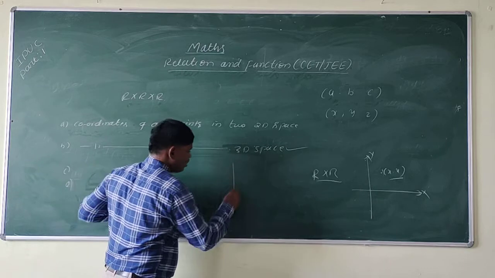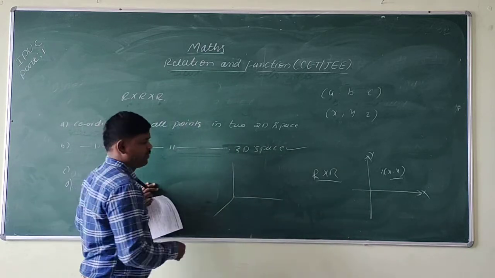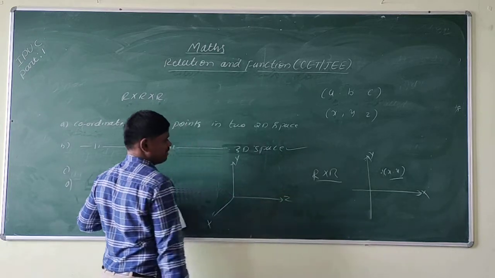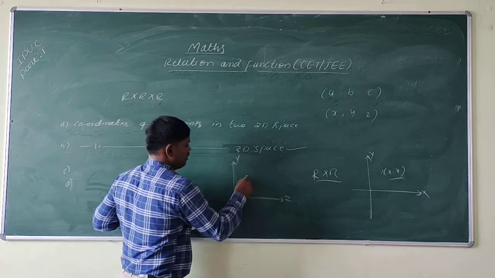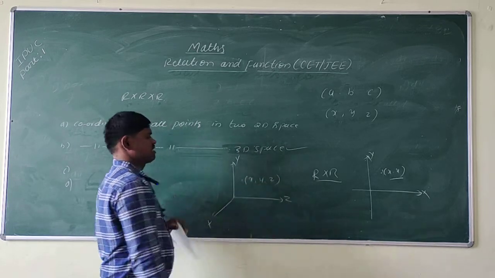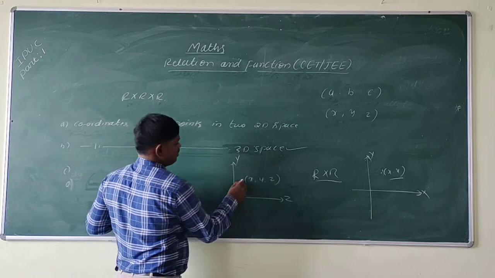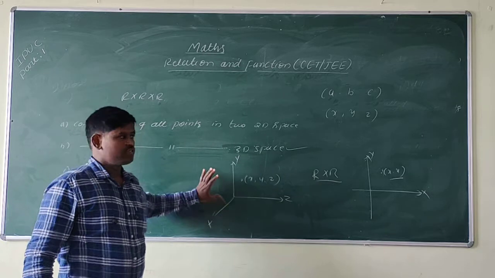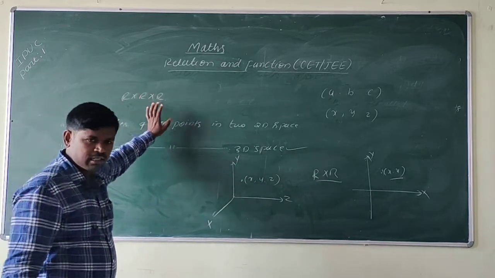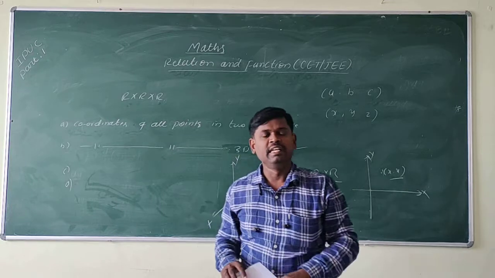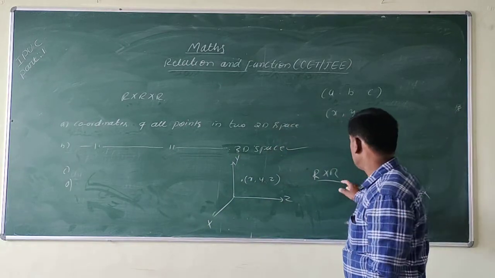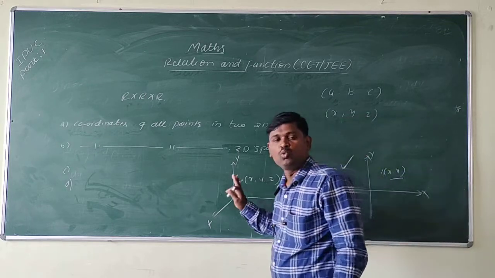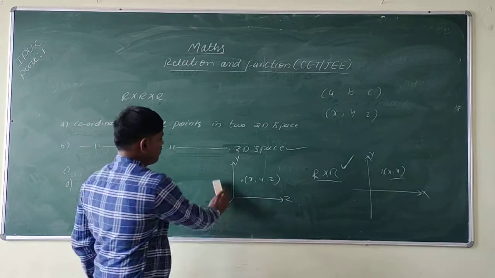So R cross R cross R is three-dimensional. Suppose I take this as x, this as y, this as z, like that. Then this is the point x comma y comma z. So this is the set of all points in three-dimensional space. Therefore R cross R cross R gives the set of all points in three-dimensional space, and R cross R gives the set of all points in two-dimensional space. Okay. Next question.